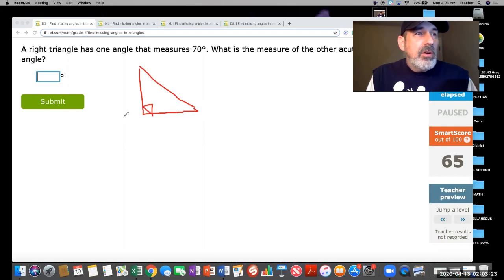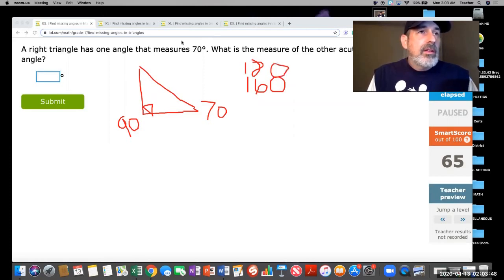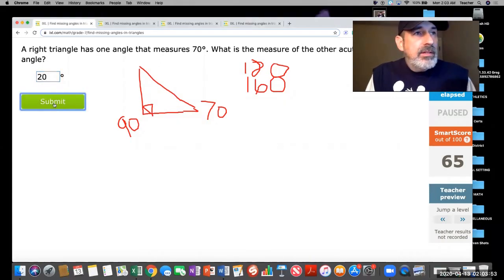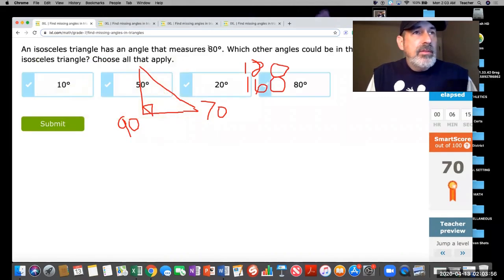There we go. So I know that's 90 degrees. And they told me one of the angles is 70. Okay. So 90 plus 70 is 160. If you subtract that from 180, because all triangles have to equal 180, then you're going to have a 20-degree angle left. 20 degrees. Oh, that is outstanding. All right, let's move along.